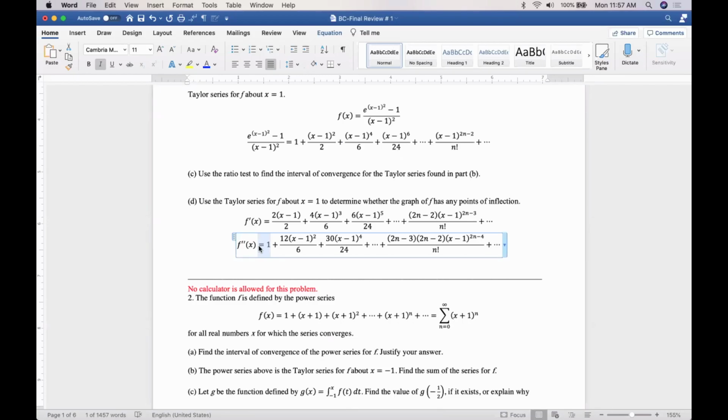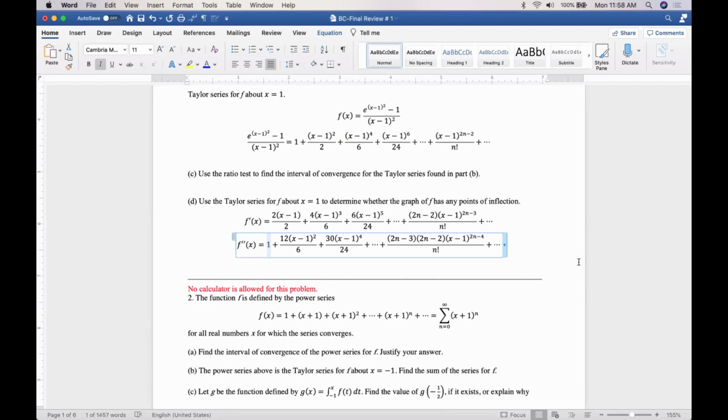Okay. What if this was 0? This does not exist. What if this doesn't exist? Can I say there's a point of inflection now? Is when the second derivative is 0, that's good enough for you, sir? Or you need to check concavity before and after? Yeah, you have to check concavity.